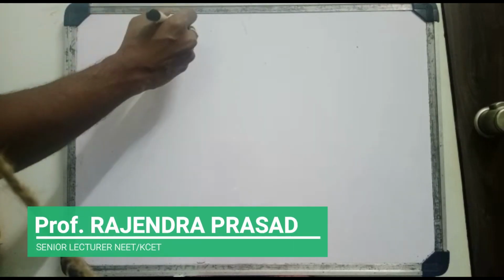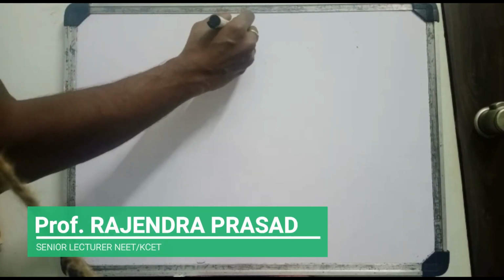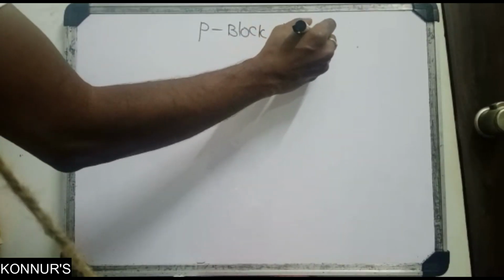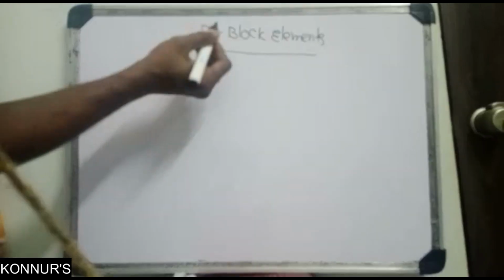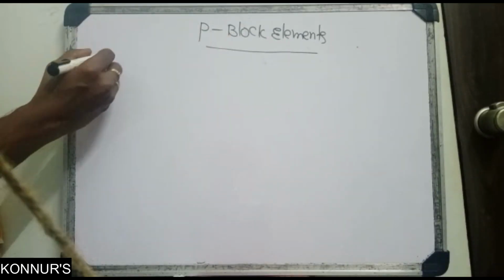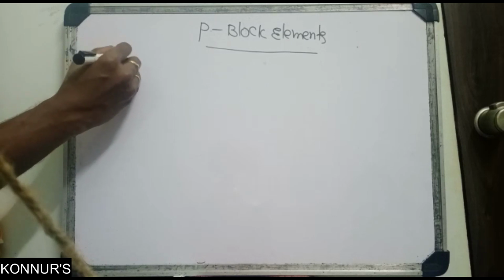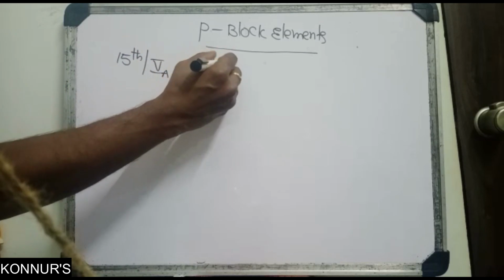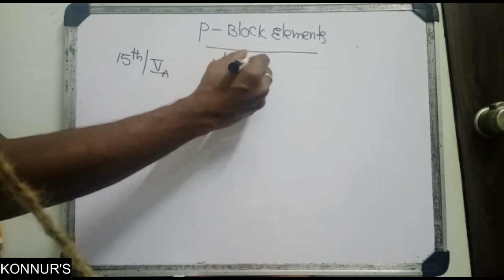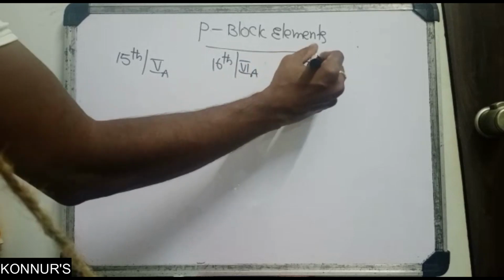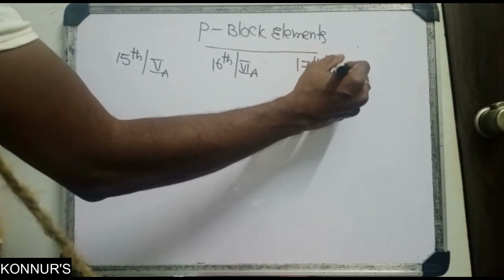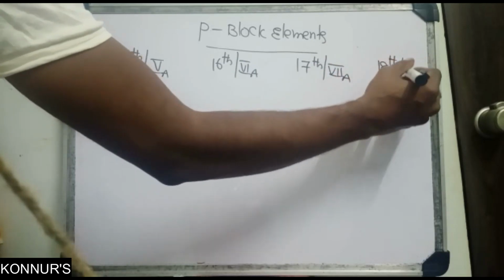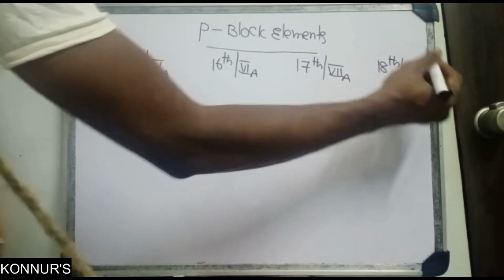So now today we are going to discuss p block elements. Here in second year we have 15th group, otherwise 5th A. Next 16th group, otherwise 6th A. 17th group, otherwise 7th A. Next 18th group, otherwise 8th A.